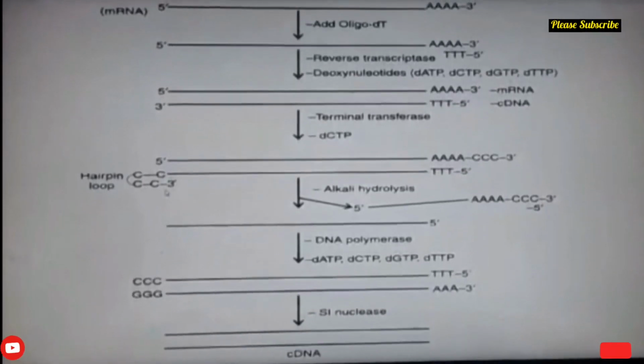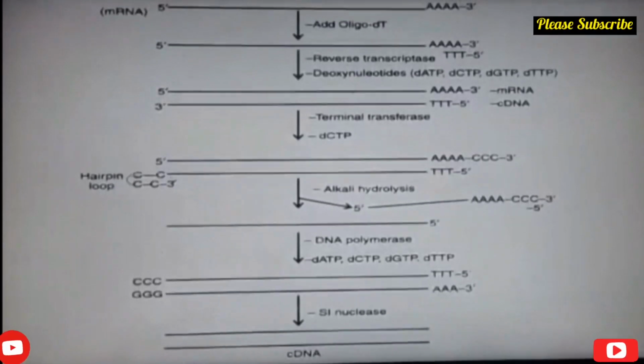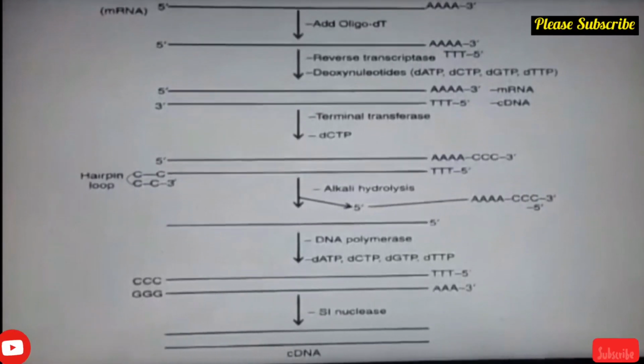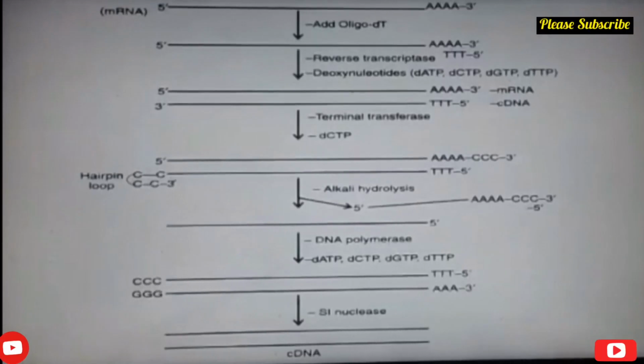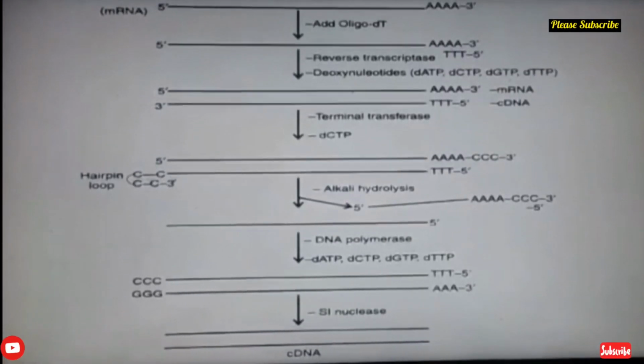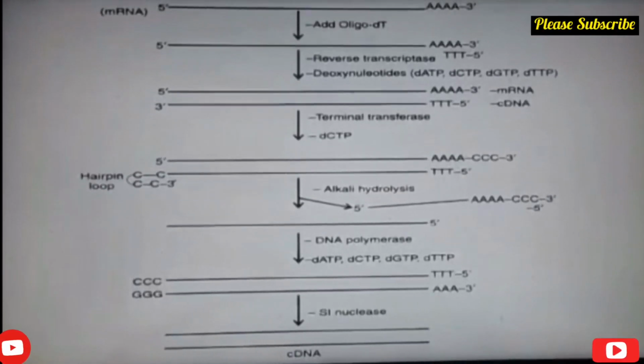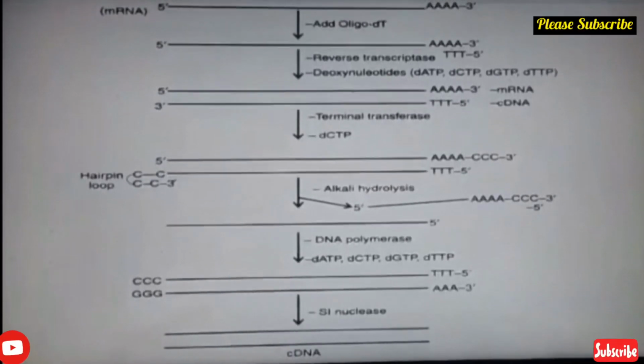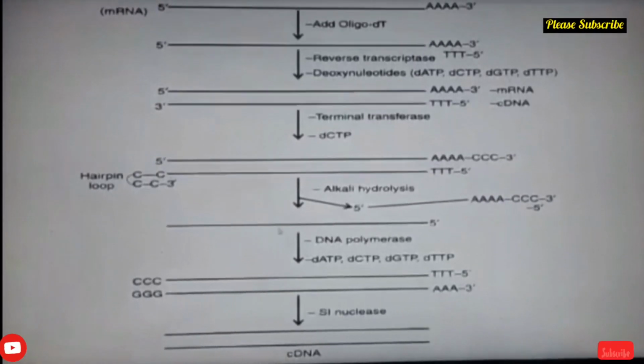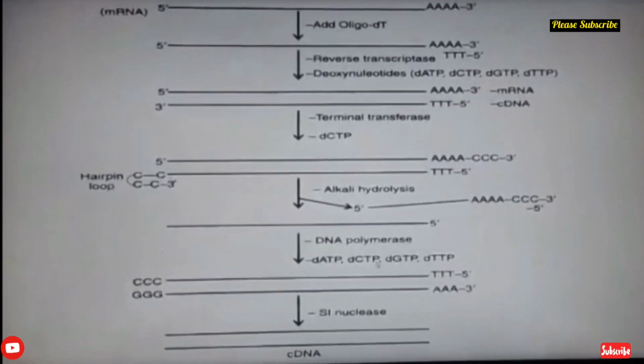Now what will happen? The residues of cytosine on the 3' end of the copy DNA will get curved, or they will form a hairpin loop-like structure. Now step number 4 is alkali hydrolysis. Due to alkali hydrolysis, by use of alkaline sucrose solution, the mRNA and copy DNA strands will get separated into single strands. Now there is only one strand.